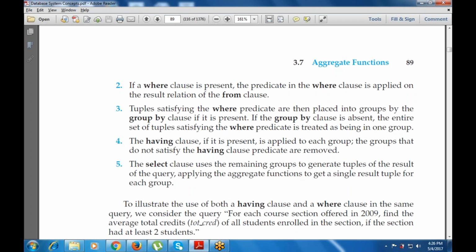In the case of the having clause, if it is present, it is applied to each group, and the groups that do not satisfy the having clause predicate are removed. Then the select clause uses the remaining groups to generate the tuples of the result of the query, applying the aggregate functions to get a single result tuple for each group.